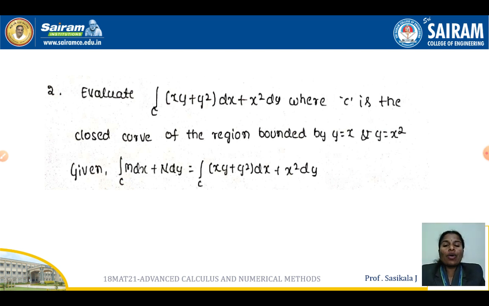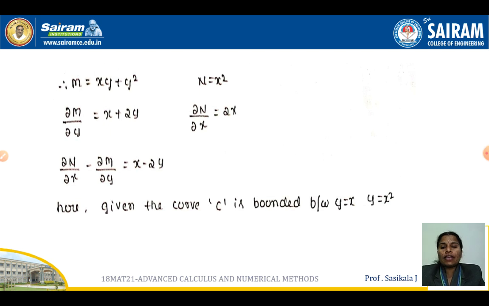Evaluate the integration of (xy plus y squared) dx plus x squared dy, where C is a closed curve of the region bounded by y equal to x and y equal to x squared. Similar to the previous one, here you have x and x squared. So what is that? For M and N, we can find the difference: x minus 2y.